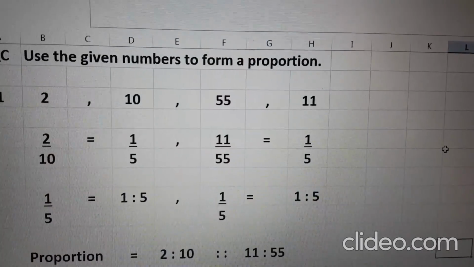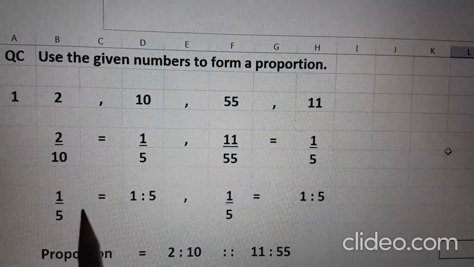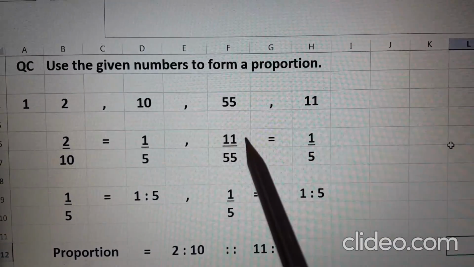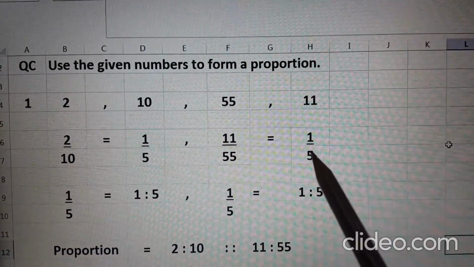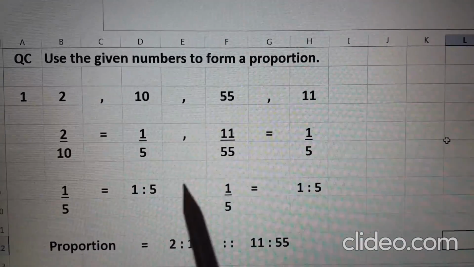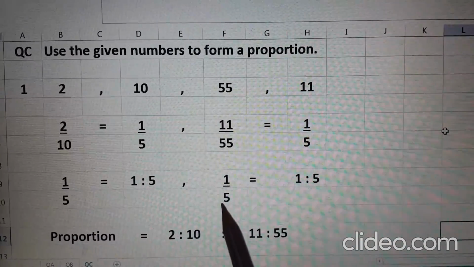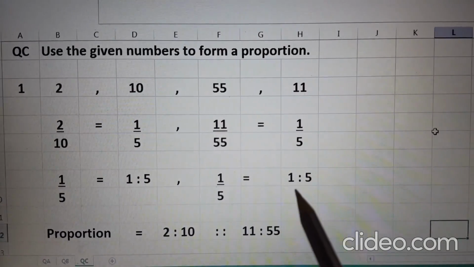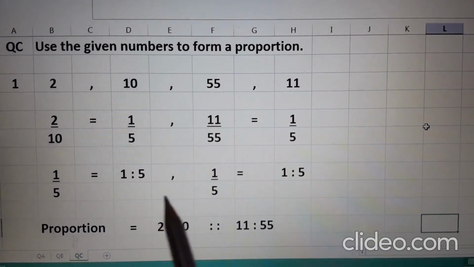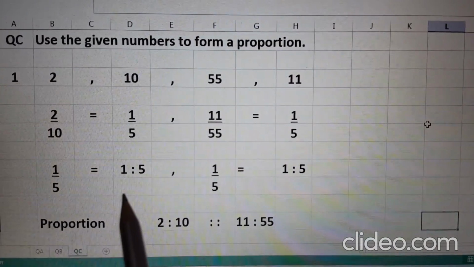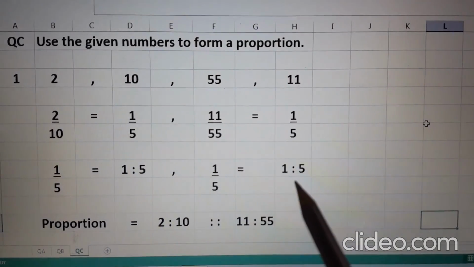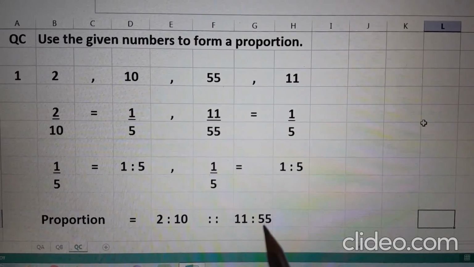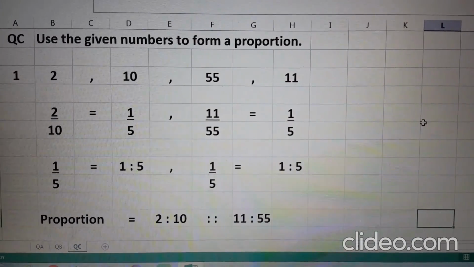So we'll write 2 upon 10. When we reduce we get 1 upon 5. We write 11 upon 55. When we reduce we get 1 upon 5. We are getting 1 upon 5 and 1 upon 5 can be written in the ratio 1 is to 5. When both ratios are same, we can say that the numbers are in proportion. Therefore, 2 is to 10 and 11 is to 55 are in proportion.